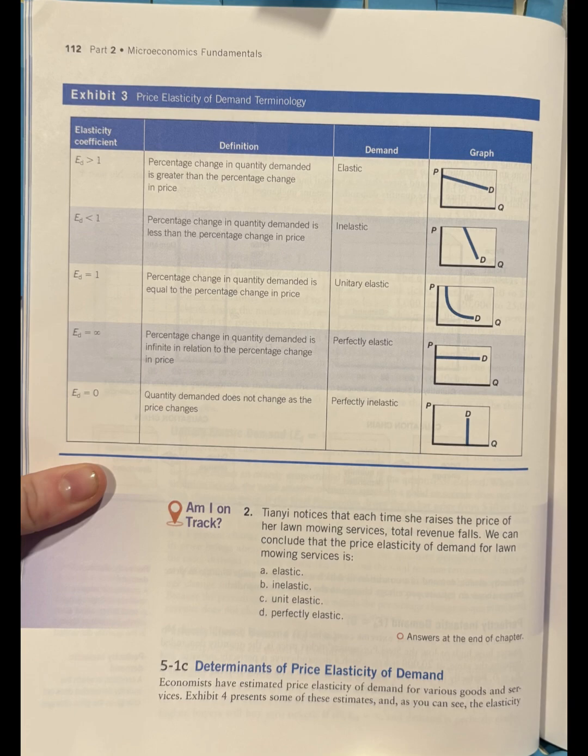2. Tanya notices that each time she raises the price of her lawn mowing services, the total revenue falls. We can conclude that the price elasticity of demand for lawn mowing services is A. Elastic, B. Inelastic, C. Unit elastic, or D. Perfectly elastic.